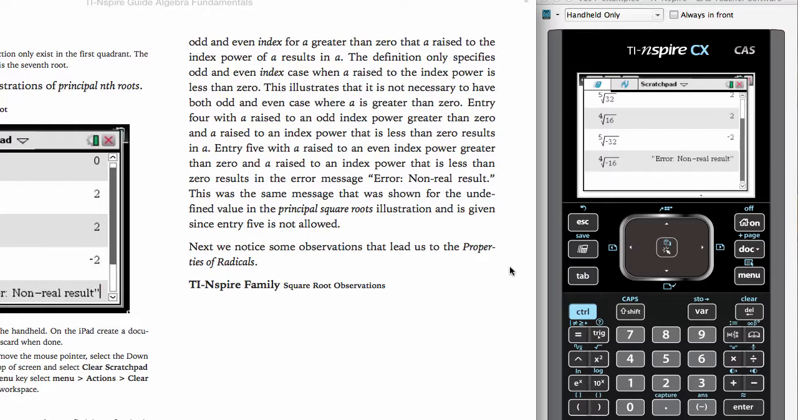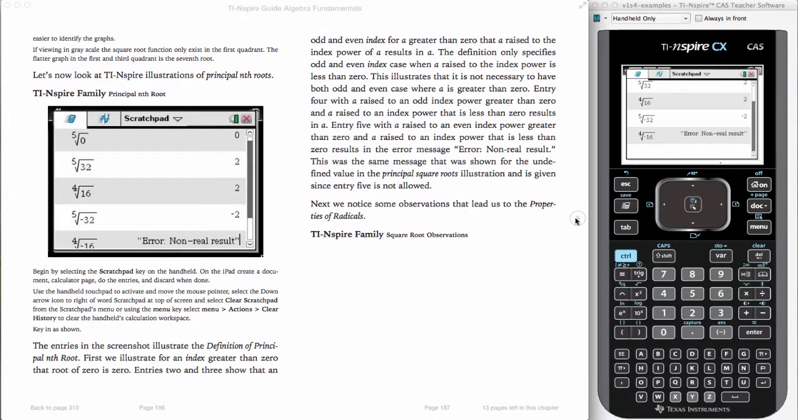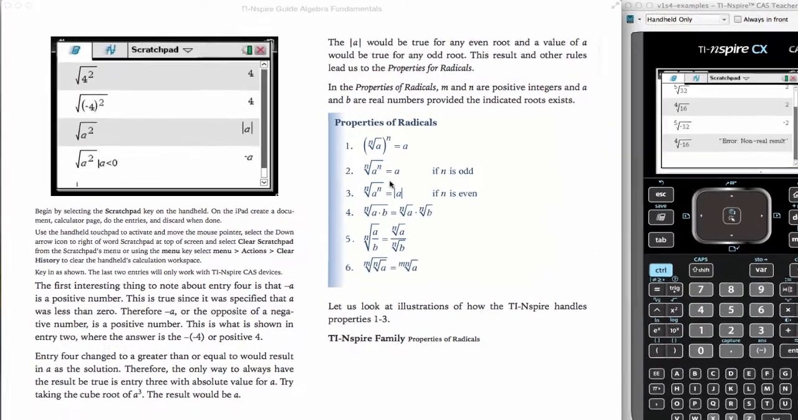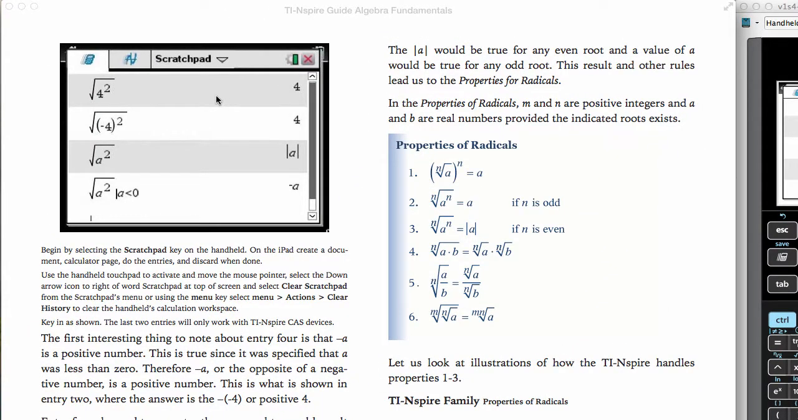We will now take a look at some observations that will lead us to the properties of radicals. So the properties of radicals are listed here. We're going to look at some observations that have to do with this. If we take the square root of 4 squared, we end up with 4. This is like taking the nth root of a to the n power with the index here understood to be 2. If we deal with negative 4 squared, if we do it manually, this would be 16, which would be the same as 4 squared, which would turn out to be 4.